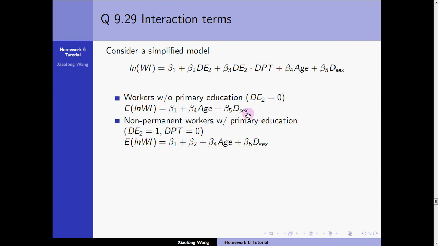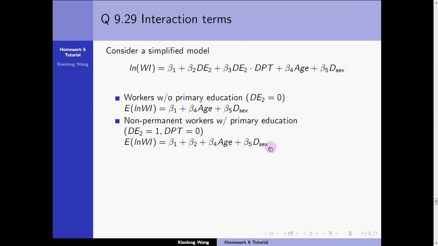And the second group is non-permanent workers with primary education. So now we have primary education, D2 equals 1, but DPT equals 0. So plugging in these numbers, we get the expected wage income for this group equals beta 1 plus beta 2 plus beta 4 times H plus beta 5 times D6.